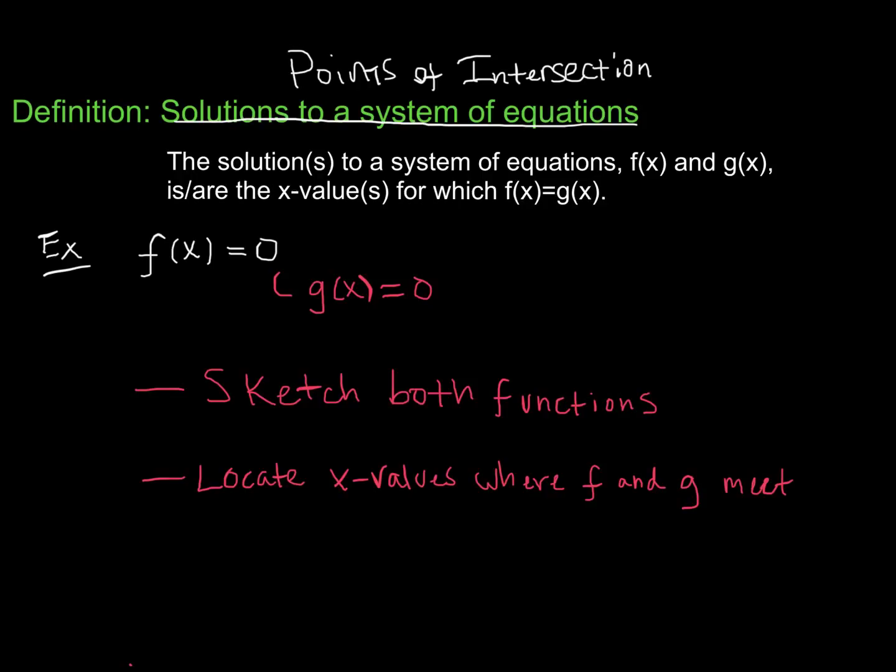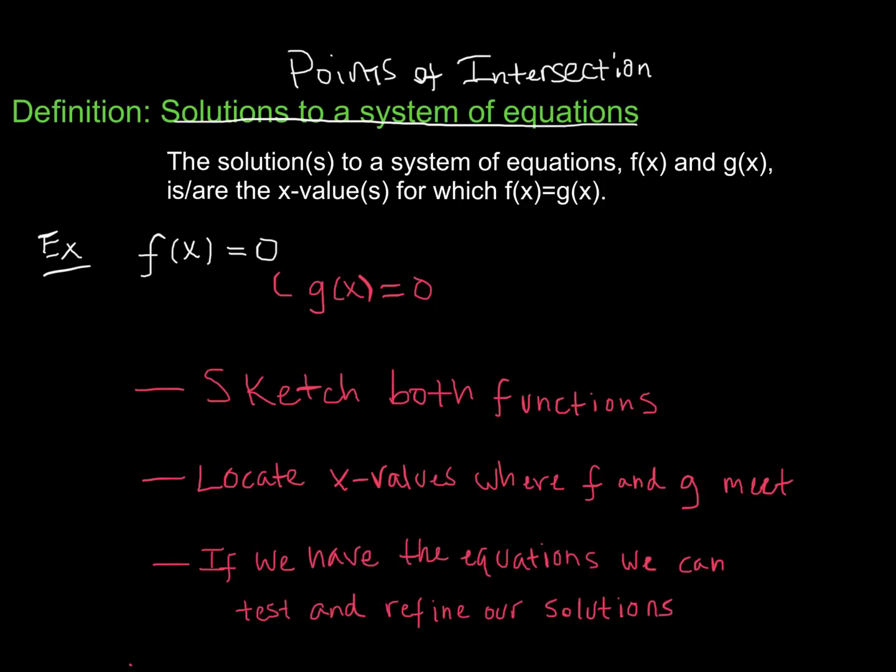If we are given the equations, we can actually plug the x values that we believe to be the solutions back into functions f and g to see if they're close to being equal to each other. And then we can change our x value a little bit to try and get f and g to be closer to each other. We'll see an example of this in a second. But I want to mark down that this is something that we can do if given the functions explicitly. So if we have the equations, we are going to be able to test and refine our solutions.